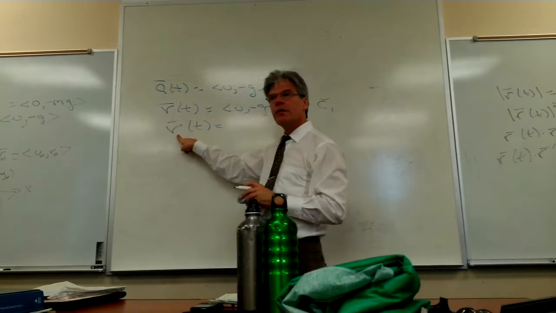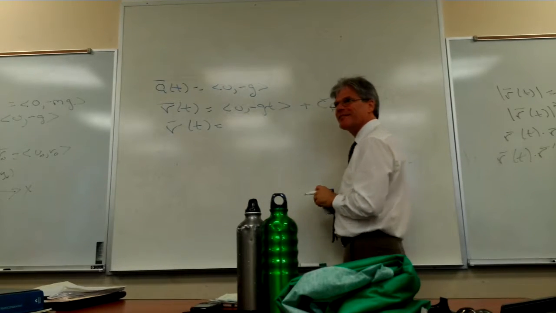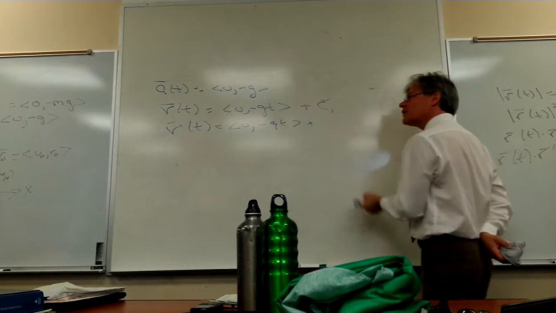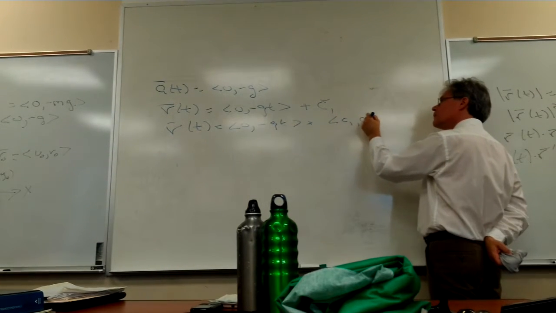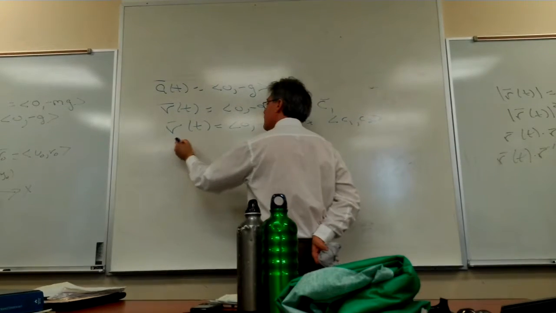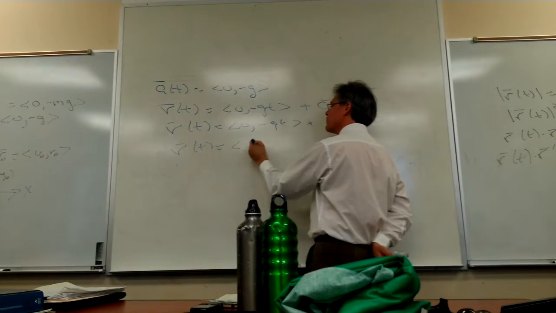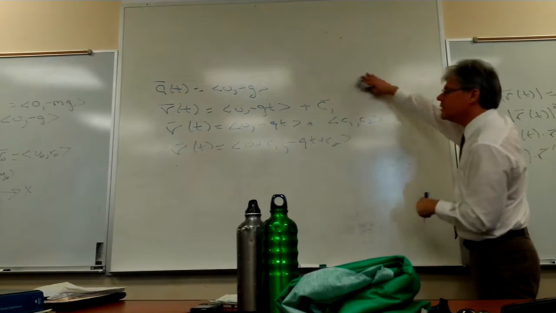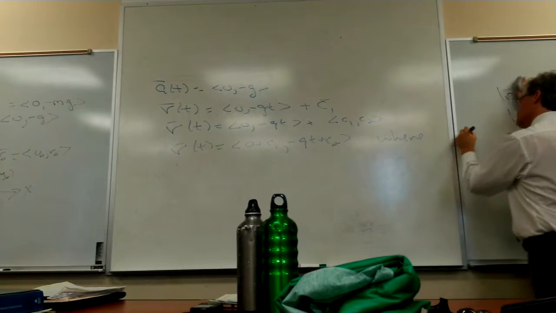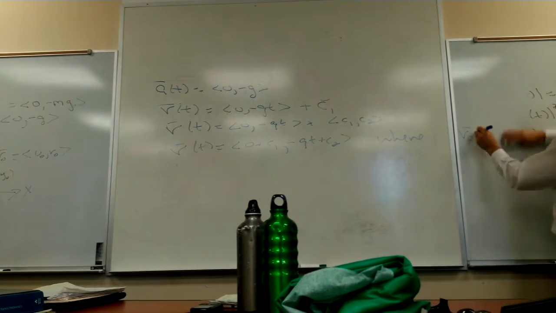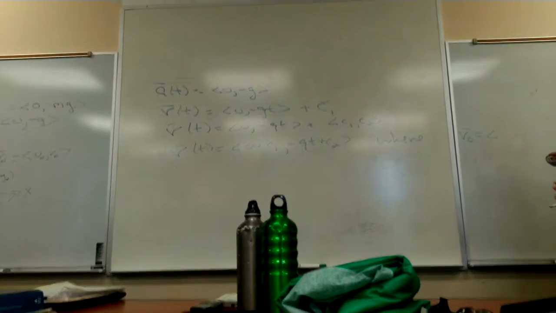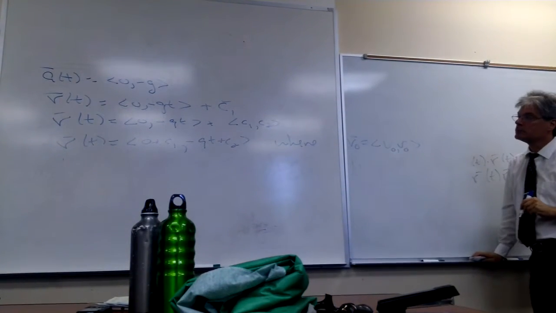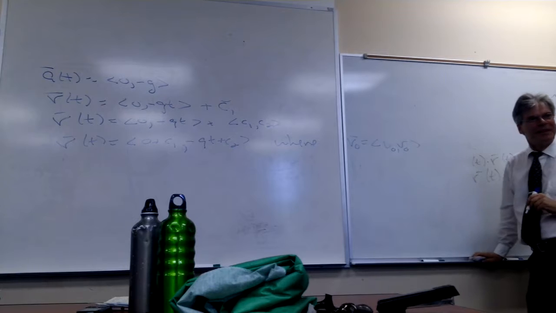So I get 0, negative gt, plus a constant vector. How about c1, c2? So v bar of t is equal to 0 plus c1, negative gt plus c2. Now, my initial vector for velocity is u sub naught, v sub naught.